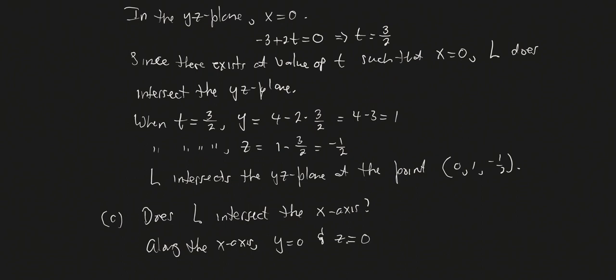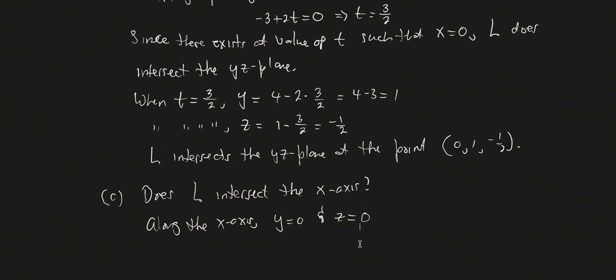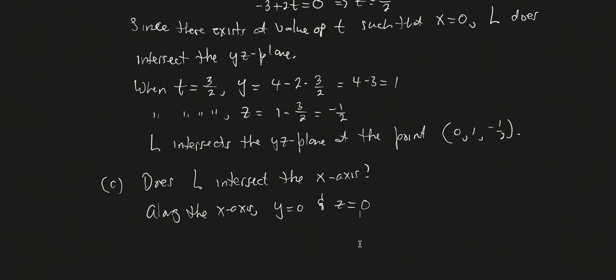So we would have to ask ourselves, is there a value of t that would make both y and z simultaneously equal to 0? Well, how do we figure that out? We set the y equation and the z equation both equal to 0, and solve and see if we get the same value of t. If we don't get the same value of t, then we're going to end up getting contradictory values. Hence, these two conditions cannot be satisfied. Therefore, the line never intersects the x-axis.